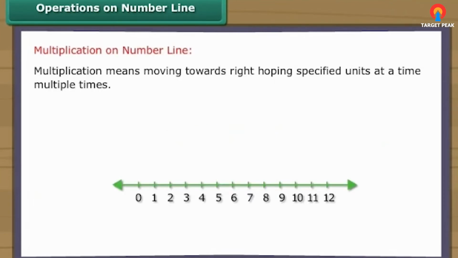Multiplication means moving towards the right, hopping specified units at a time multiple times. For example, 2 into 5. Start from 0, move 2 units at a time to the right, make such 5 moves. You will reach 10. So we say 2 into 5 is equal to 10.